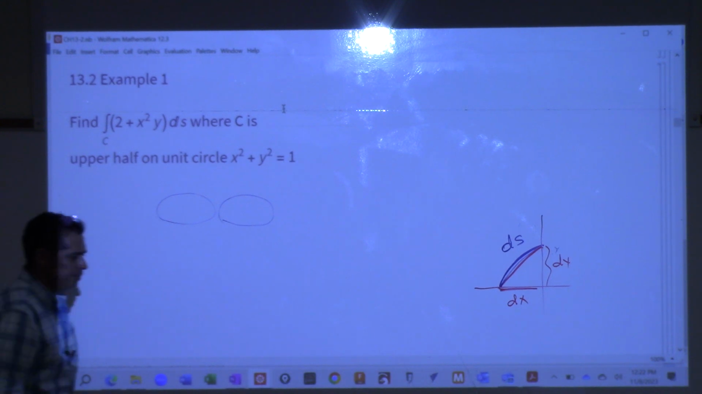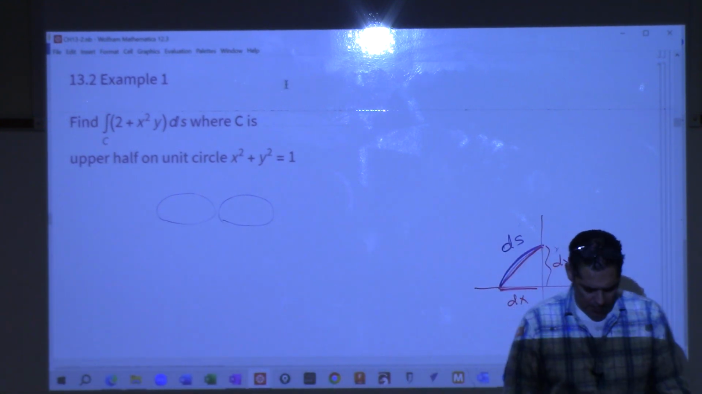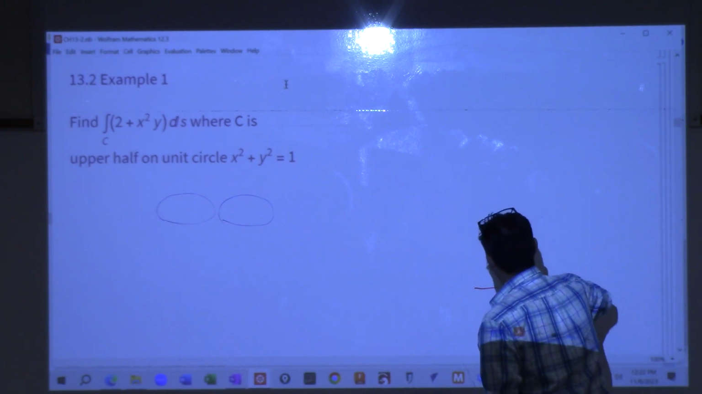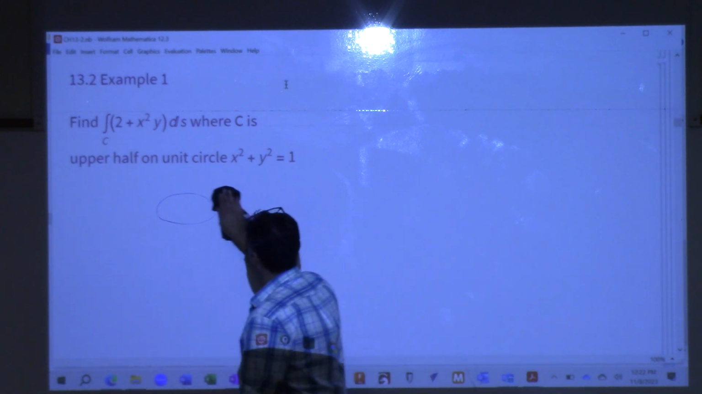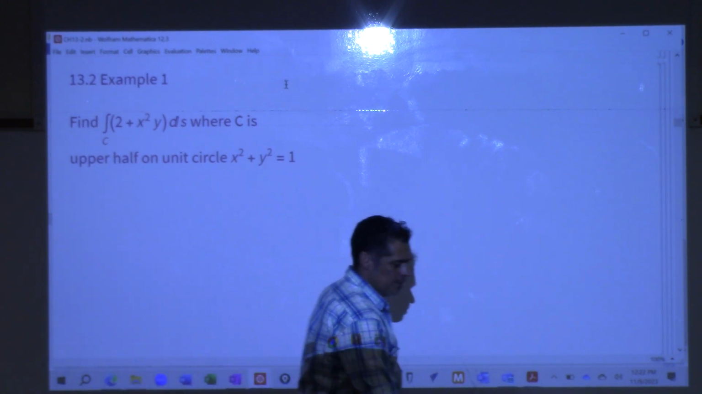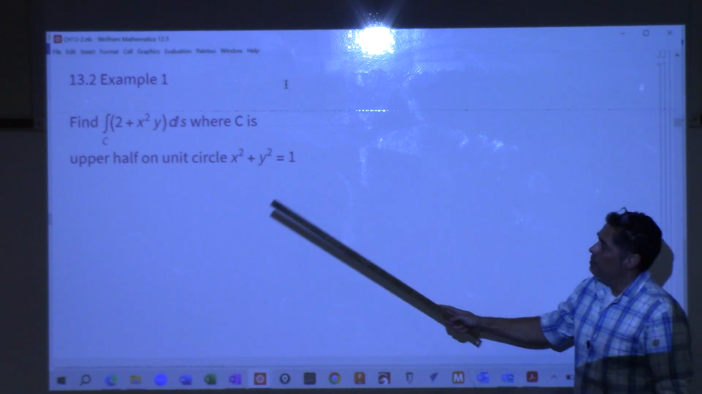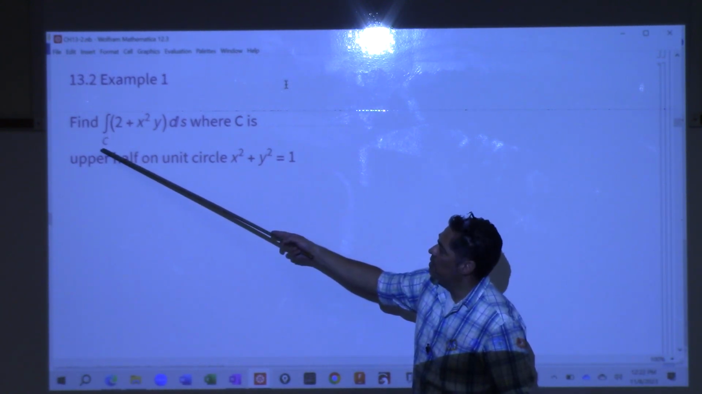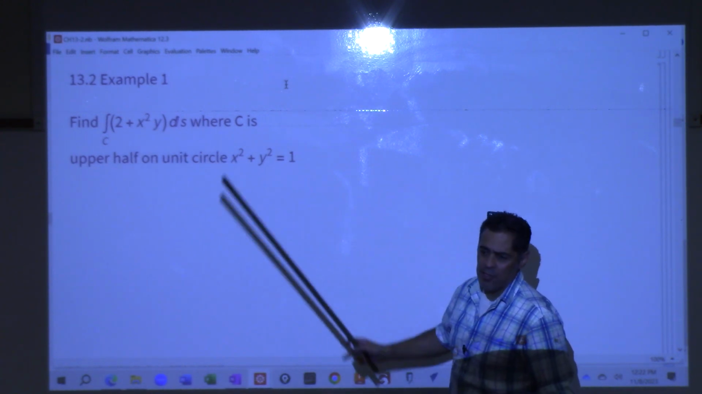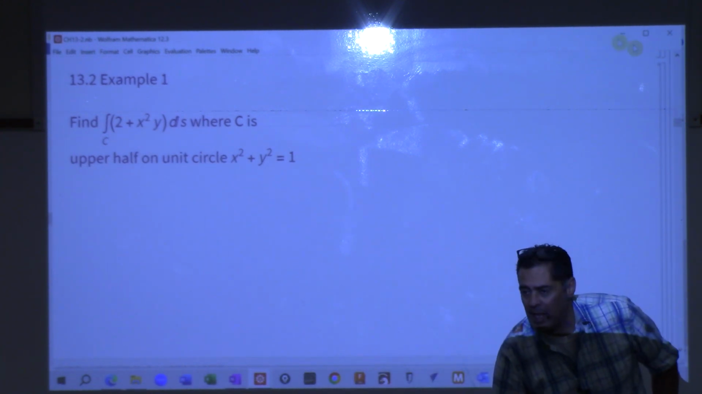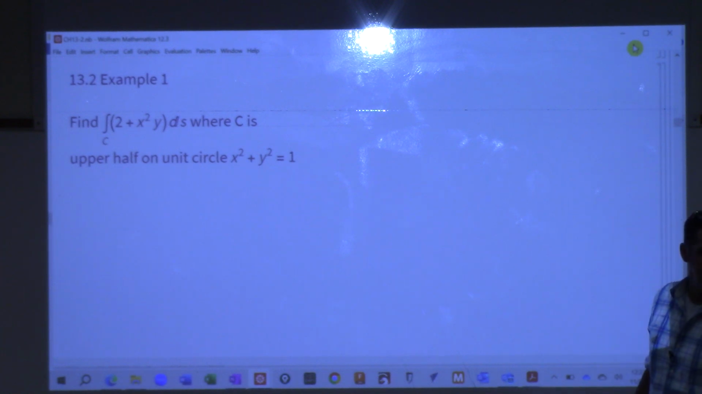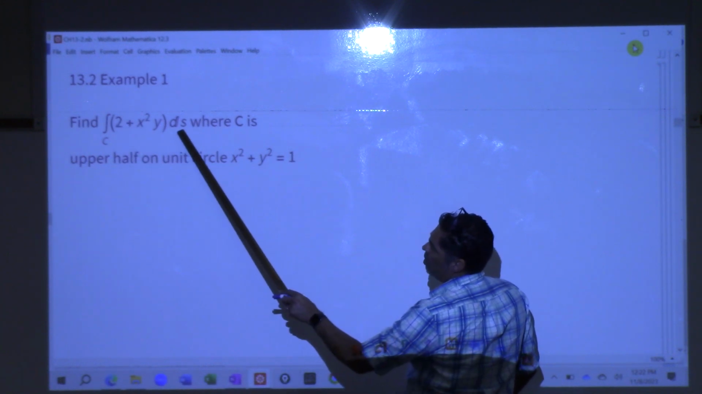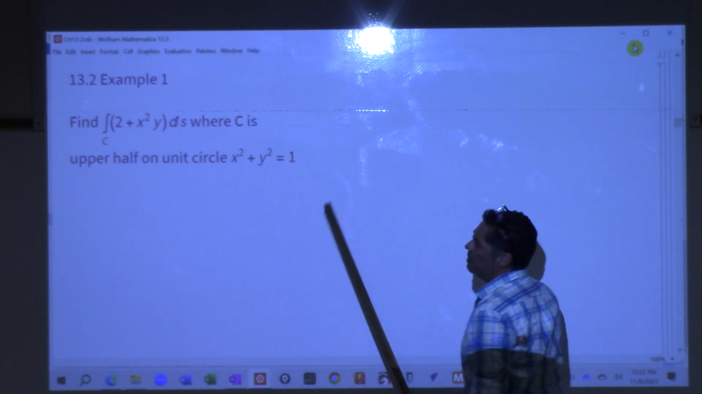First example. We would like to find the line integral over that curve C of 2 plus x squared plus y squared. Why don't we take a look at that surface? Yeah or no? Yeah? This is our f of xy, right? With respect to arc length. C is the upper half of the unit circle.